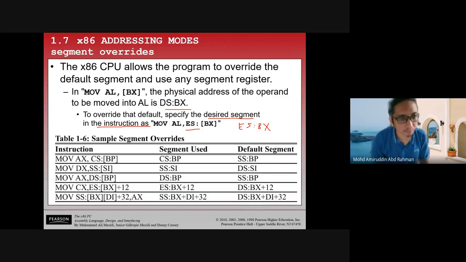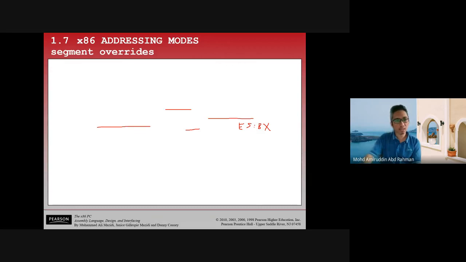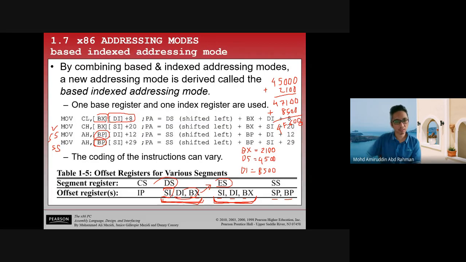Like this one. For BP, the default segment is the SS. But if you want to assign it to the CS, like this one, it is assigned to CS.